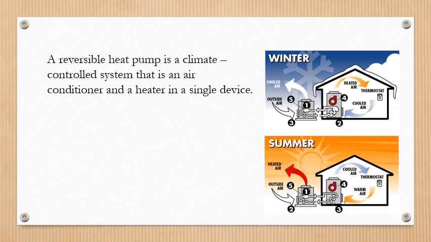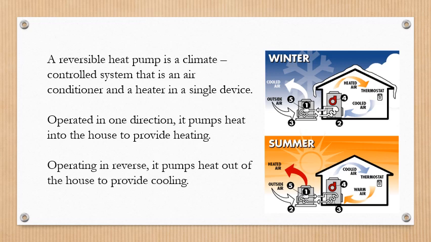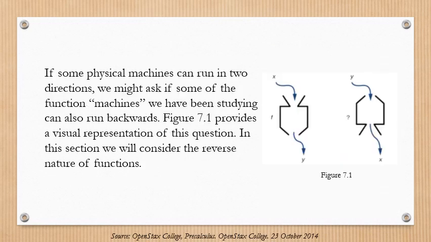Let's look at an example of how these apply in the real world. A reversible heat pump is a climate-controlled system that is an air conditioner and a heater in a single device. Operated in one direction, it pumps heat into the house to provide heating. Operating in reverse, it pumps heat out of the house by providing cooling.